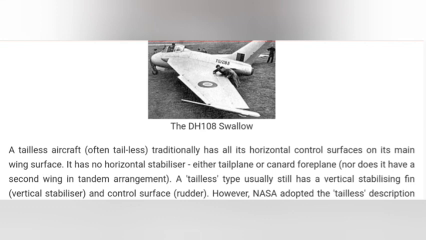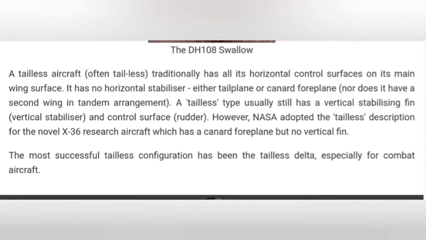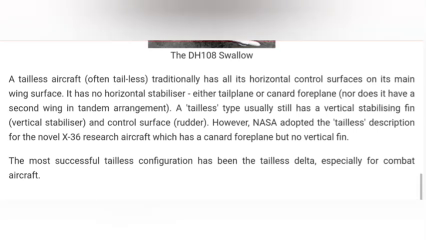However, NASA adopted the tailless description for the novel X-36 research aircraft, which has a canard foreplane but no vertical fin. The most successful tailless configuration has been the tailless delta, especially for combat aircraft.